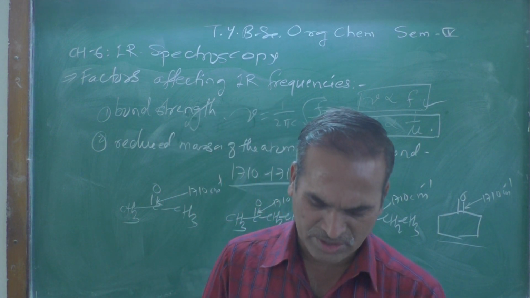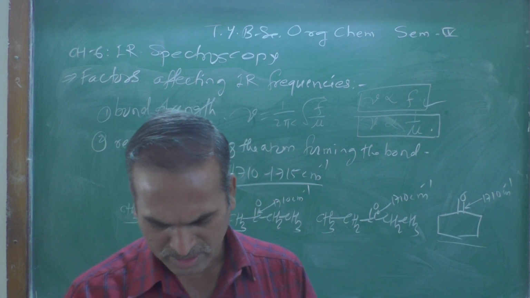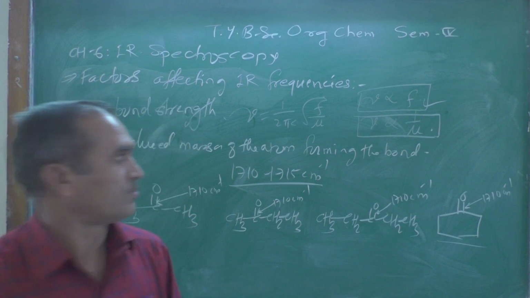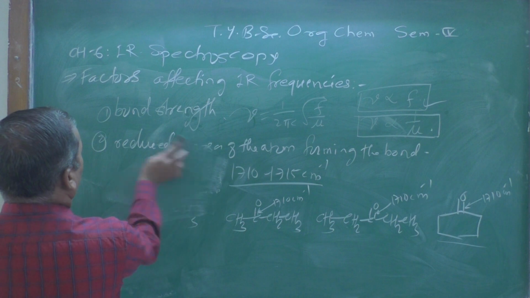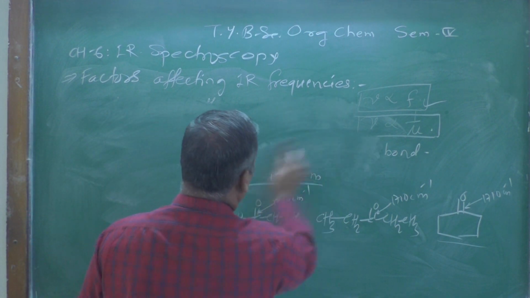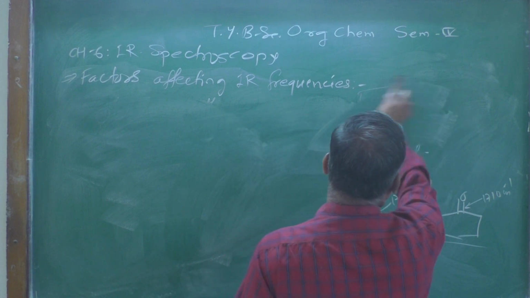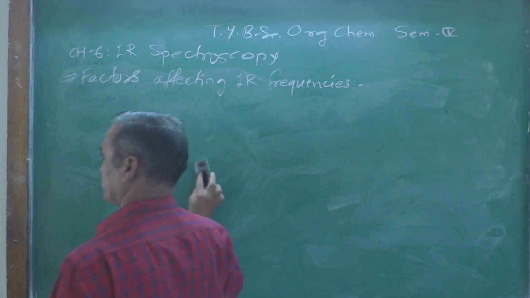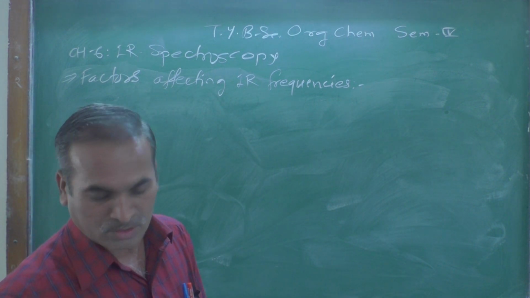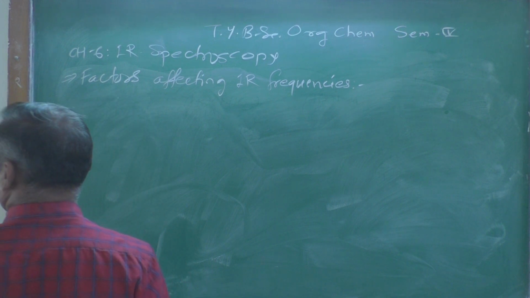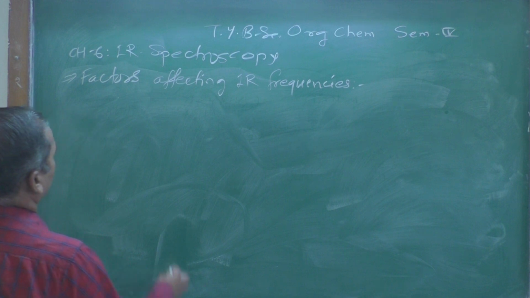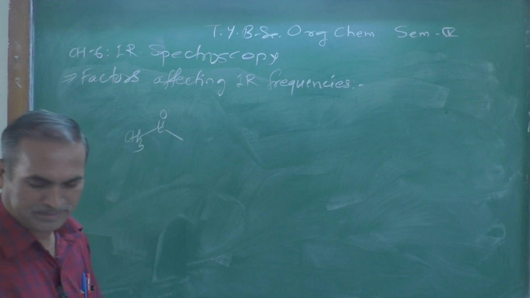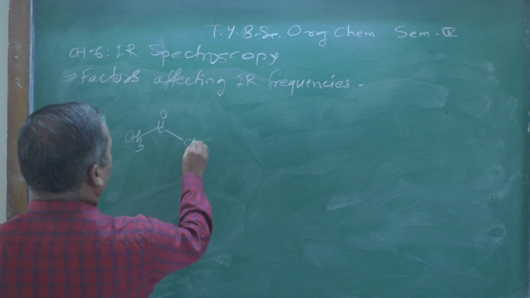Consider the carbonyl stretching frequency of the following compounds. Let's see some of the compounds which I am writing here, and how the normal values of IR frequencies are shifted. Here C double bond O, then CF3.